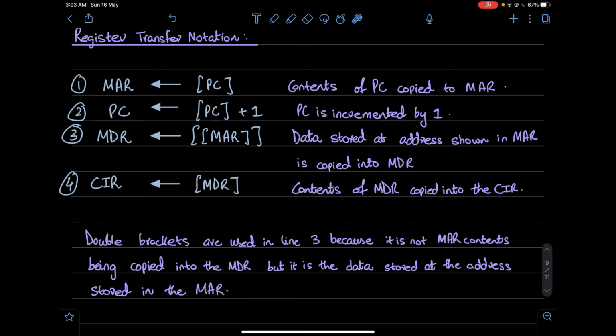That is it. And data stored at the address shown in MAR is then copied into the MDR, and the contents of the MDR are copied in the CIR. So this is just what we read above in the flowchart, right?